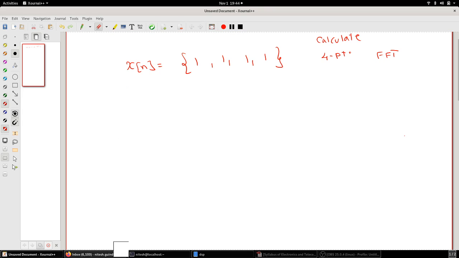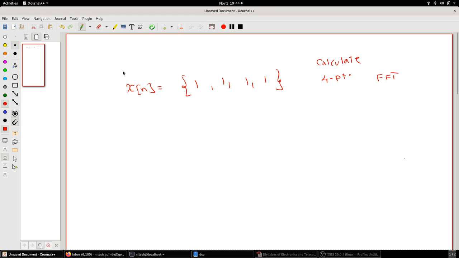So let's pick up a problem. Given x of n is 1, 1, 1, 1, calculate the 4-point FFT using the DIT FFT method, or the DIT FFT butterfly structure. So DIT it is. I made a mistake there. It's the DIT FFT method, decimation in time. So that is what we are looking at.